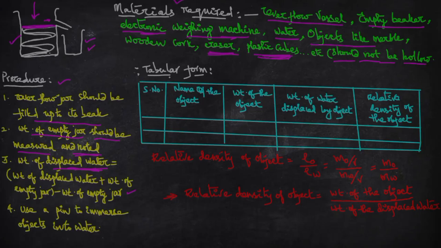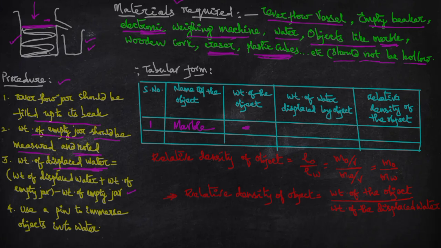That's why a pin should be taken, and we have to push the object into the water using the pin. And this is the tabular form, and we have to note down the readings for each and every object. For example, if you take a marble, we have to weigh the marble with the electronic weighing machine, note it here, and then that marble should be dropped into the water.